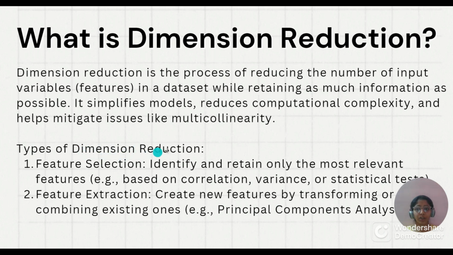Types of dimension reduction include feature selection and feature extraction. Feature selection is identifying and retaining only the most relevant features. For example, based on correlation, variance or statistical tests. Number two is feature extraction. Create new features by transforming or combining existing ones. For example, principal component analysis, PCA.